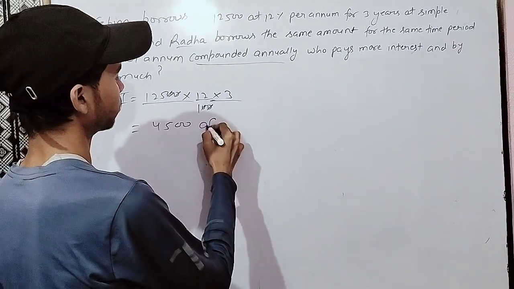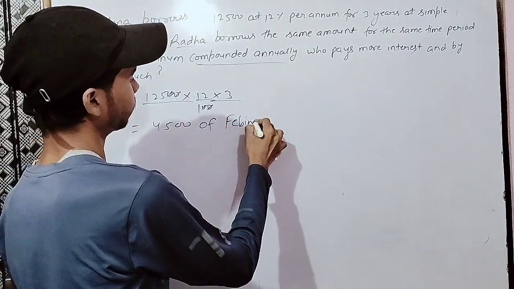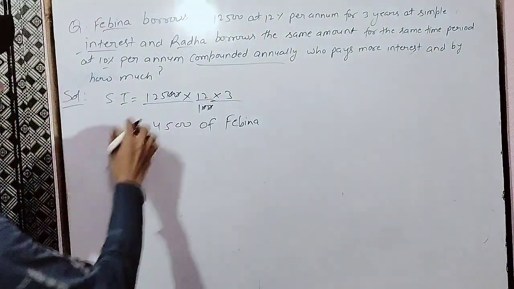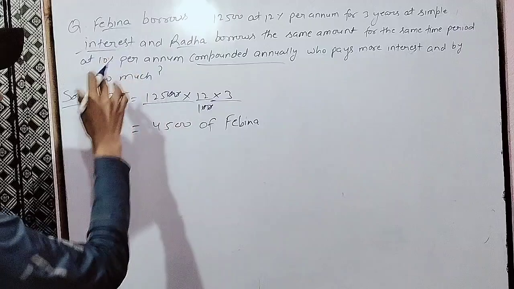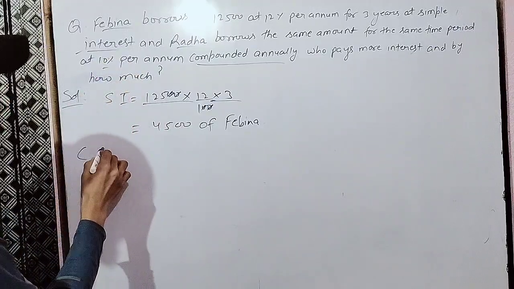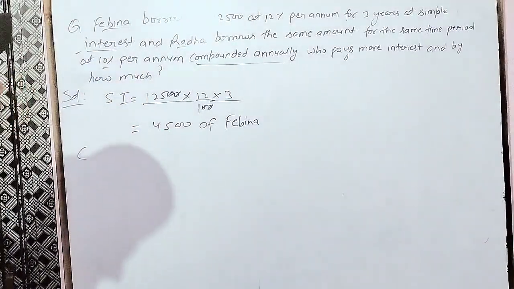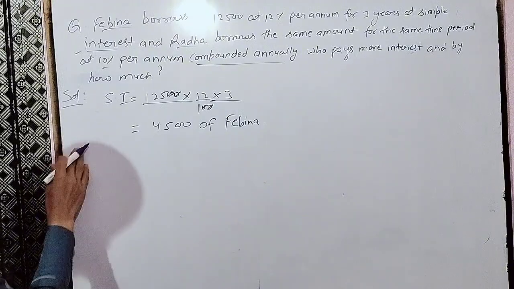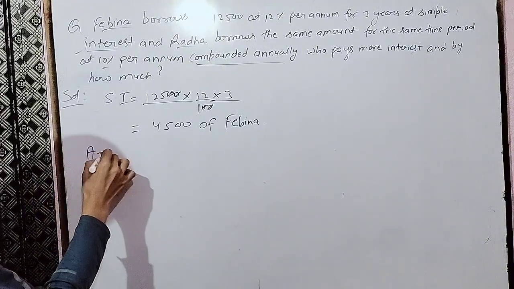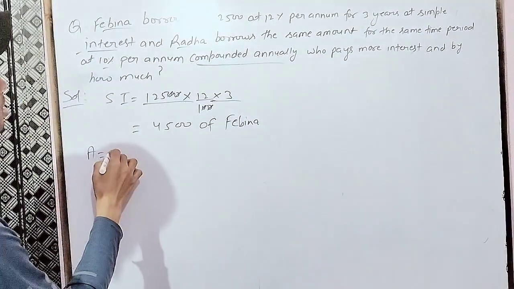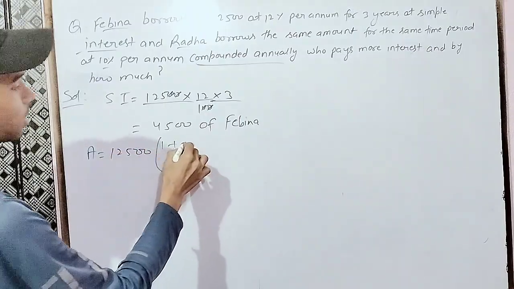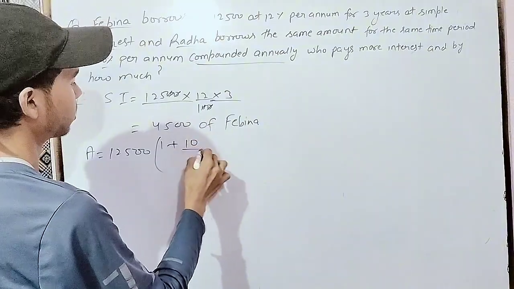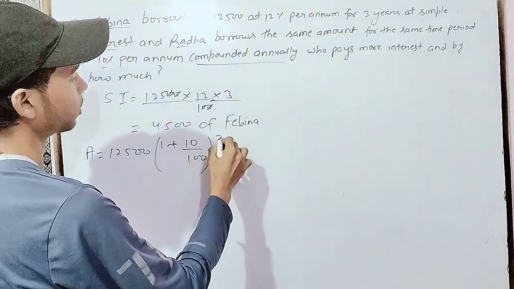This was for our Femina. Clear? Now next it's the turn of this girl. Compound interest. Yes, compound interest. For compound interest, first we need to know what is compounded. 12,500, one asset rate is how much? 10 upon 100. How many times? For 3 years.